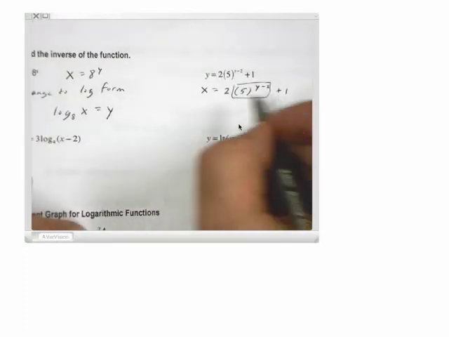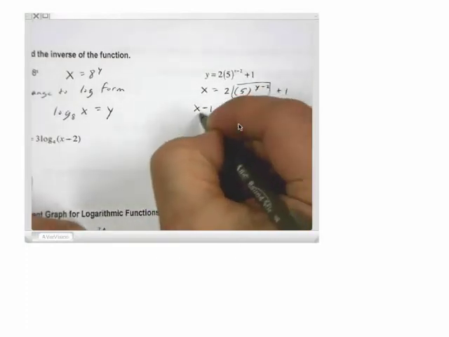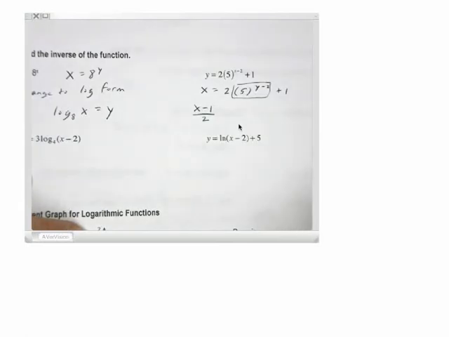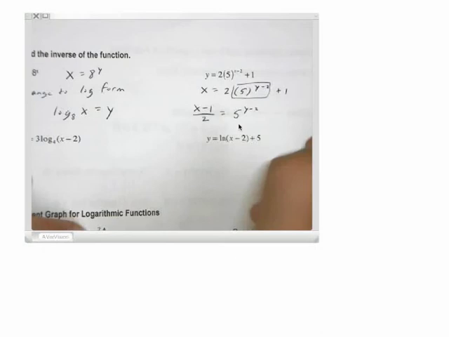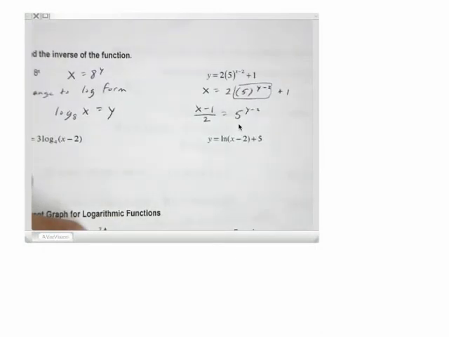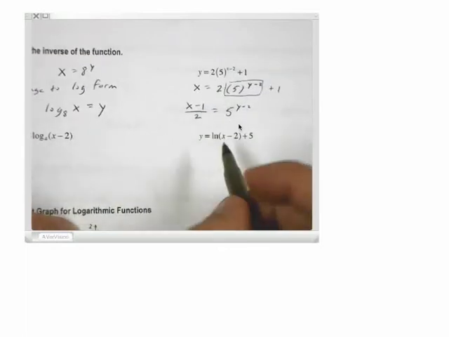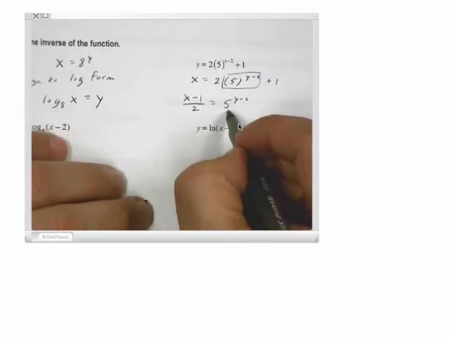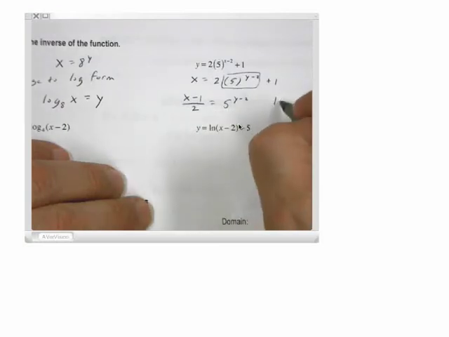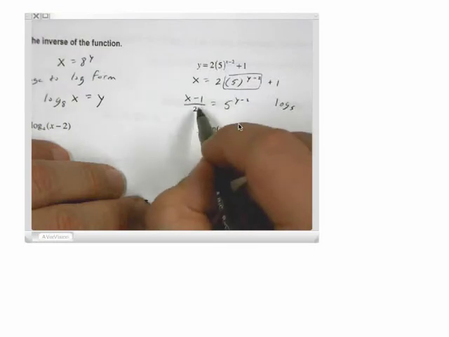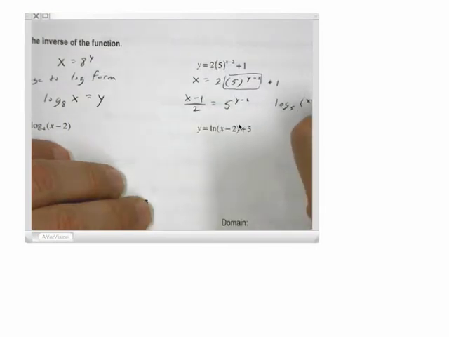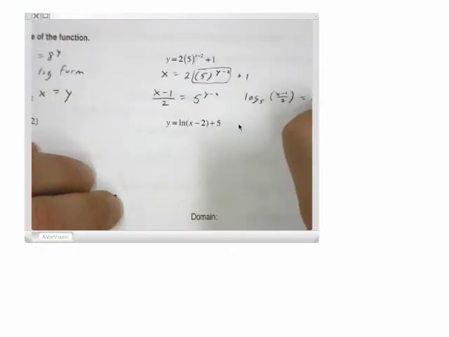So I'm going to subtract the 1, and I'm going to divide by 2. So x minus 1 over 2 is equal to 5 to the power of y minus 2. Once I get to there, that's when I'm going to change it to log form. Okay? So remember back to our log form, this becomes the base of my log. So I'm going to change this to log base 5. I'm going to take the log of this expression, so of x minus 1 over 2, and that's going to be equal to the exponent y minus 2.